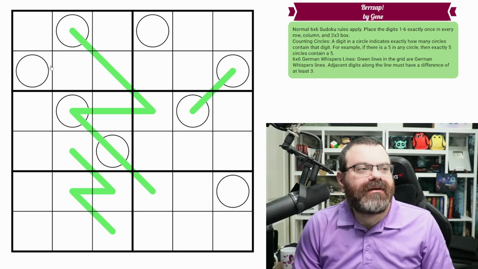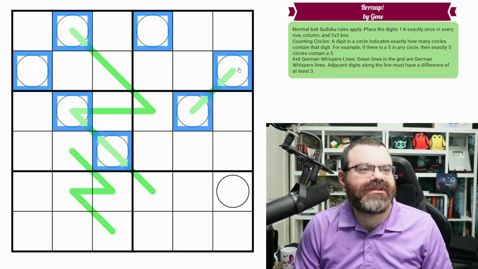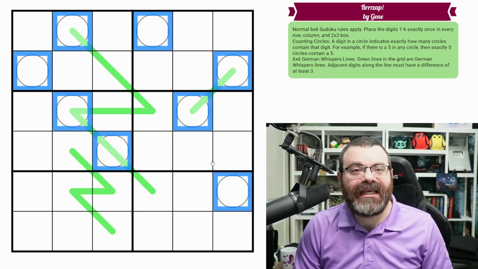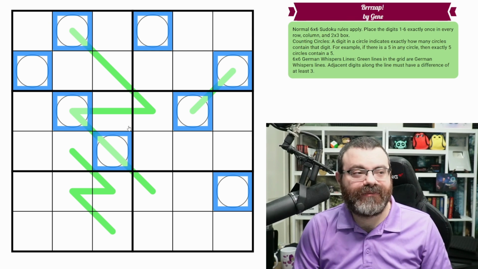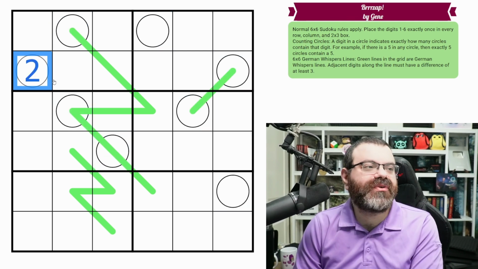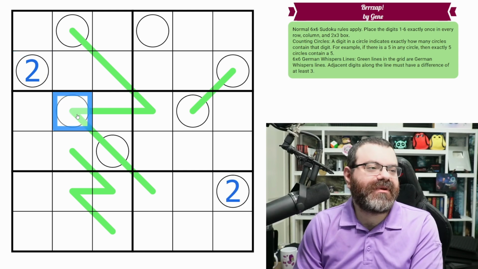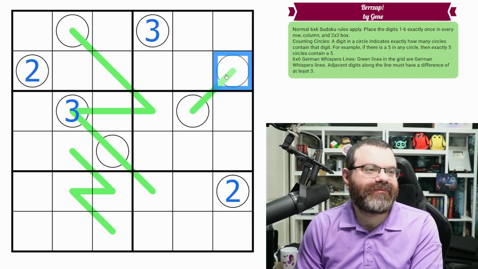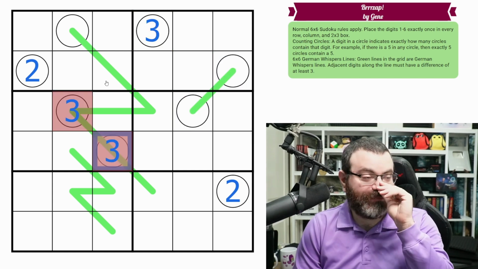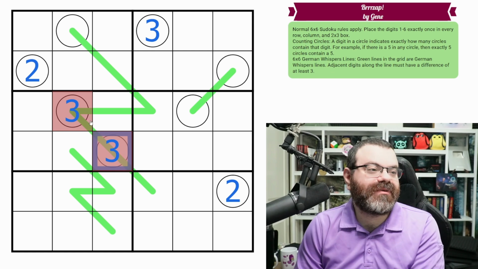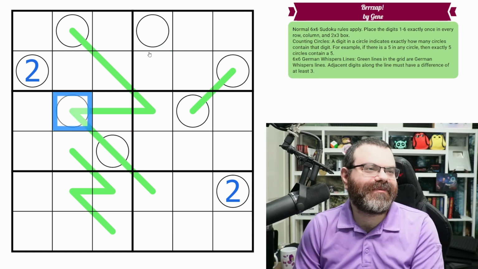Okay. We also have these circles in the grid. These are called counting circles. If a digit is in a circle, it is in that many circles. So if, say, a 2 is in a circle, then exactly 2 circles have a 2. And if a 3 is in a circle, then exactly 3 of the circles have a 3. I can't put a 3 there, or can't put a 3 there and there.